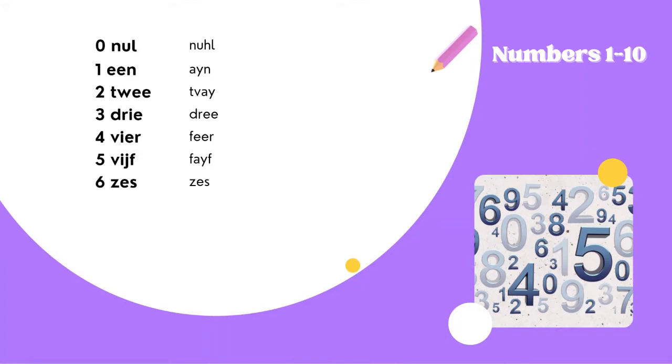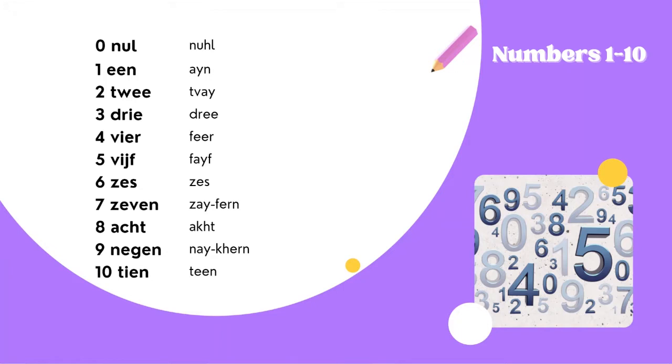Zes is number 6. Then number 7. It's almost the same as in English, only in Dutch we say zeven. Zeven, we have a v sound there. Then we go to number 8 and number 8 is acht in Dutch. Then we have number 9 in Dutch and that is negen. And then the last one, number 10.